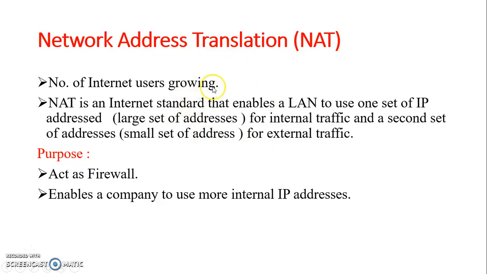The purpose of doing so is that NAT acts as a firewall, by hiding the internal IP addresses. And it also enables a company to use more internal IP addresses, since when used internally, there is no conflict with IP addresses used by other companies or organizations.